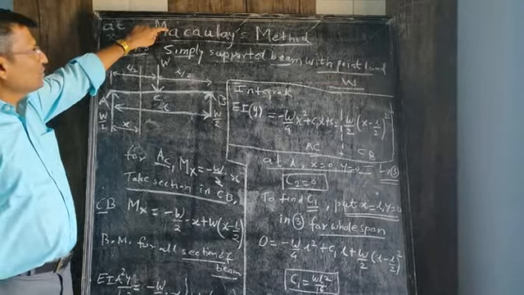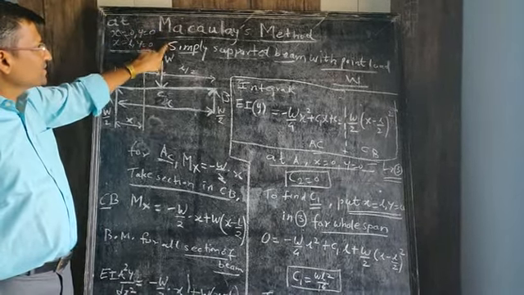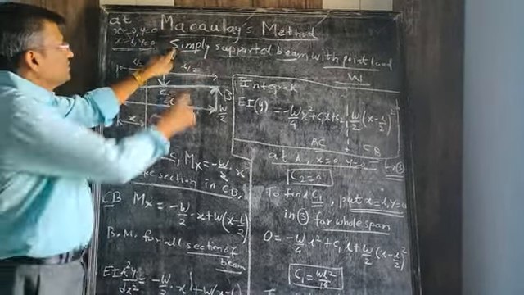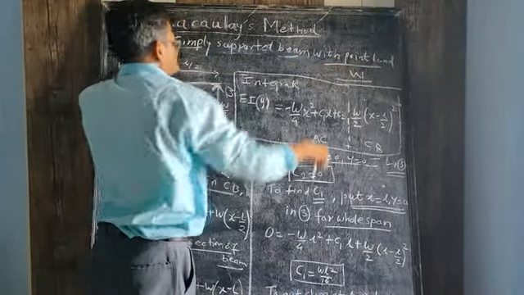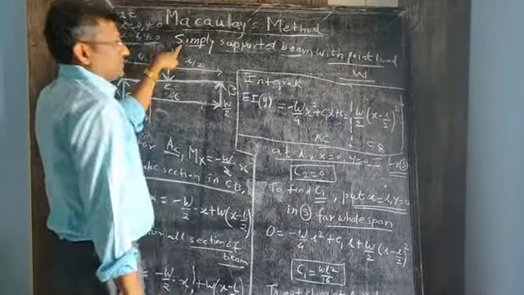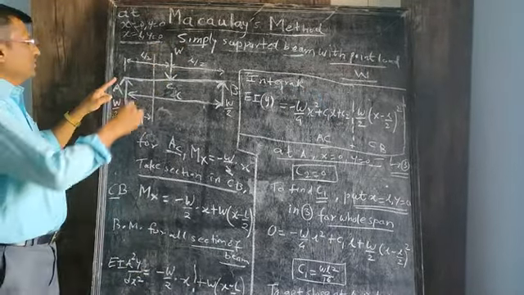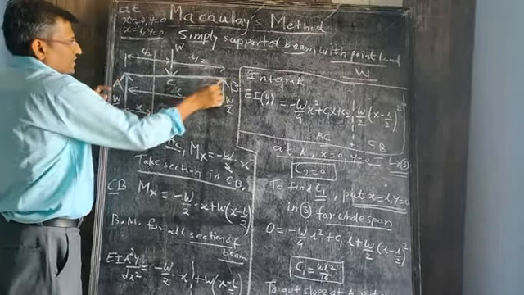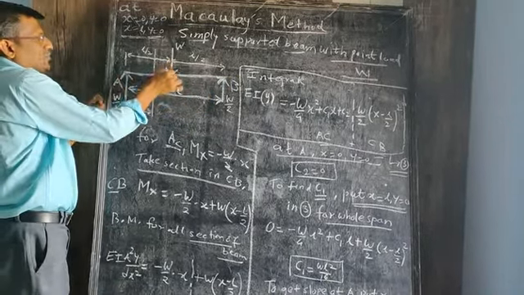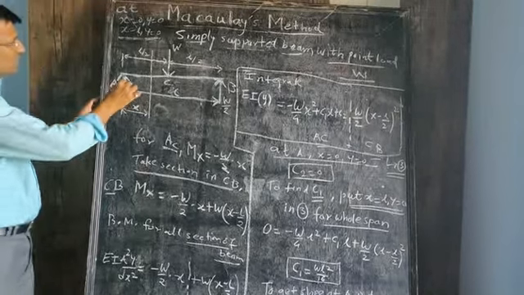By Macaulay's method, now we'll find the maximum slope and deflection for the case of a simply supported beam. So this is the case written here: simply supported beam with point load W at the center. So we have to find the maximum slope and deflection for the simply supported beam which is carrying W at the center. So this is drawn here.